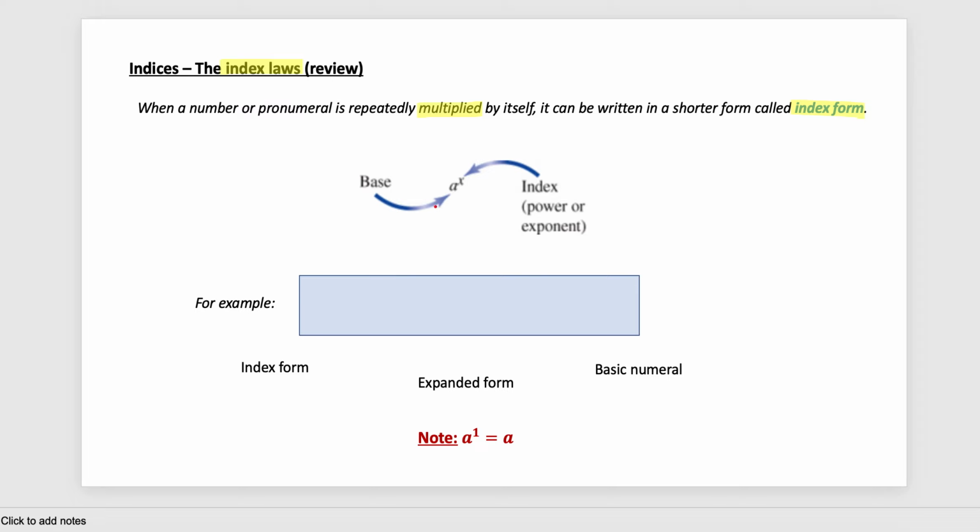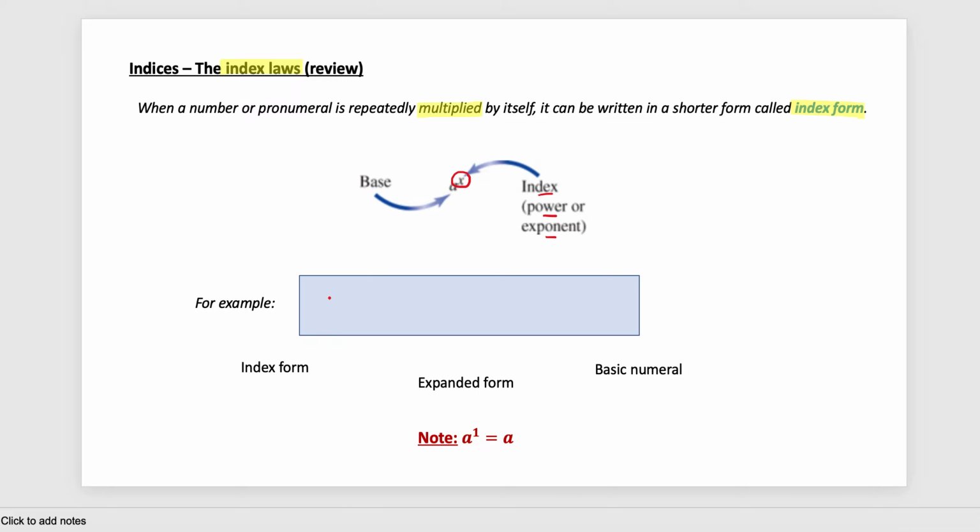A is the base, so that's the pronumeral or the number that is going to be multiplied by itself. The x, the small value written on top of the base, is your index. That index is going to tell you how many times you're going to multiply your base. Index is also called a power or exponent. So there are three words that mean the same thing.